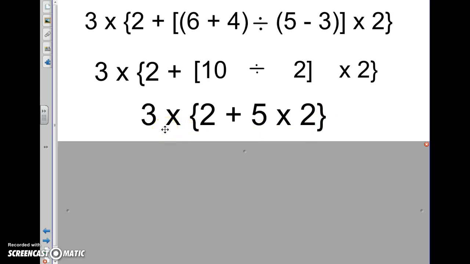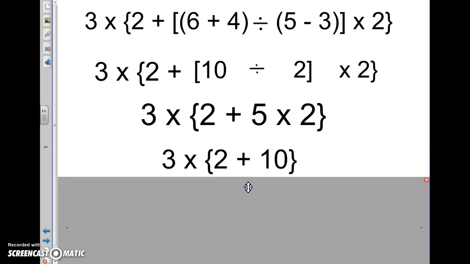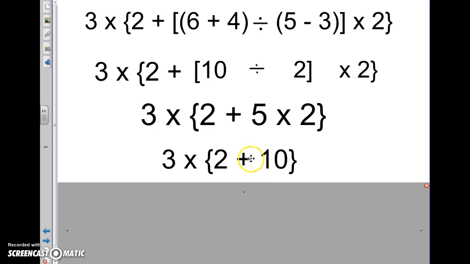So now, what would be the next step that I would solve in this? That would be the multiplication, because now remember we're working inside of these braces, and within these braces there are two operations, and multiplication comes before addition. So I'm going to do 5 times 2 next, which will give me 10. So now I have 2 plus 10 inside the braces and multiplied by 3 on the outside.